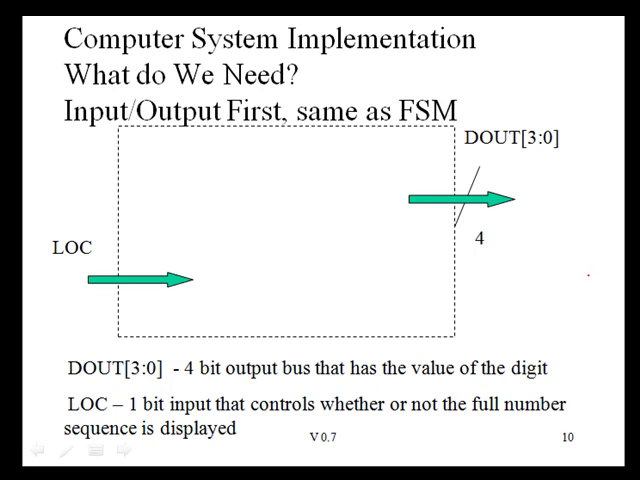Now that we designed our special purpose implementation, the finite state machine, to solve this problem, let's begin designing our general purpose computer to solve the same problem. Every computer has inputs and outputs, and this one will have the exact same input and the exact same outputs as our previous implementation.